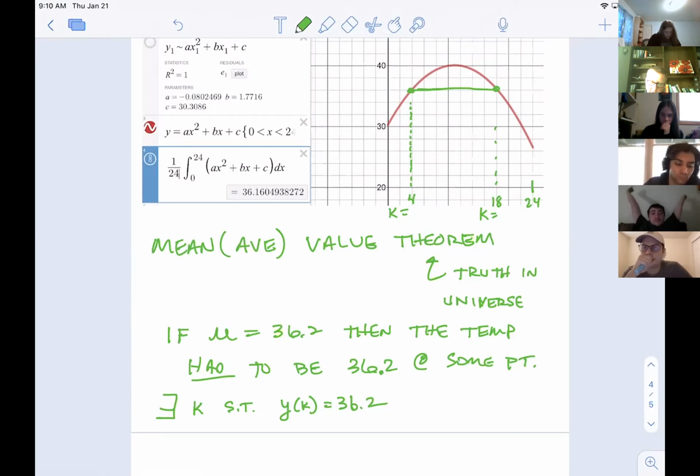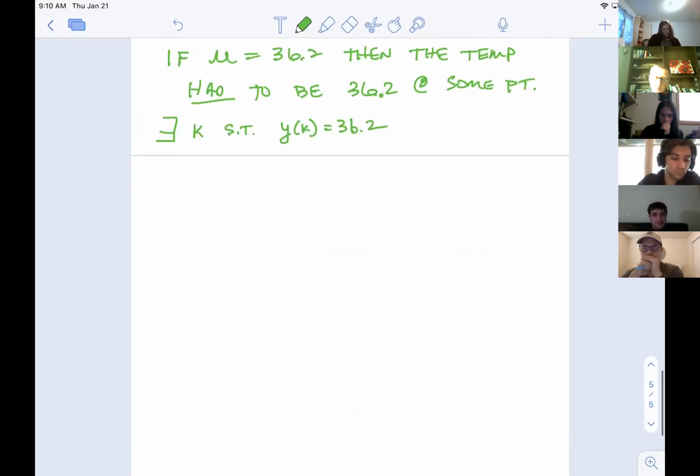Yeah, that's exactly right. y of k being 36.2 is sort of code for y is 36.2. So you've got to solve for x. Oh, it's a squared equation, quadratic form. There'd be two answers. Of course there would. So the mean value theorem just says there exists at least one place where that happens. And in this case, algebraically, we could go get it. One other quick example.